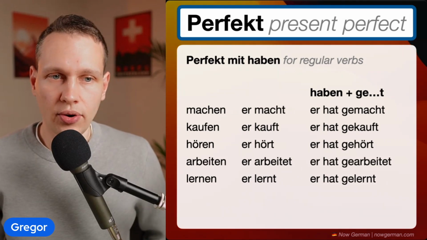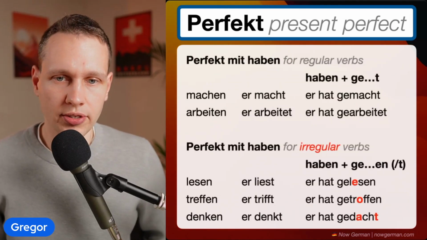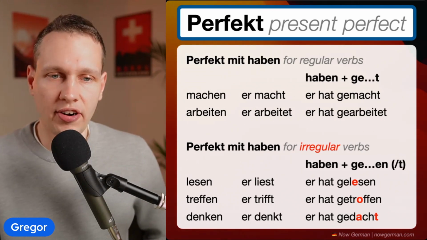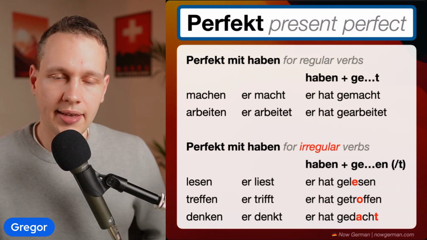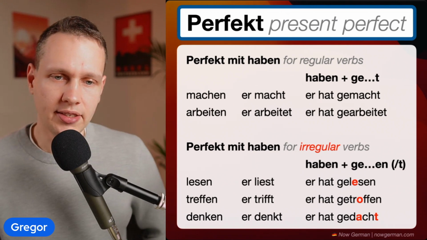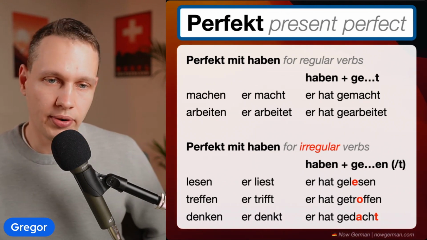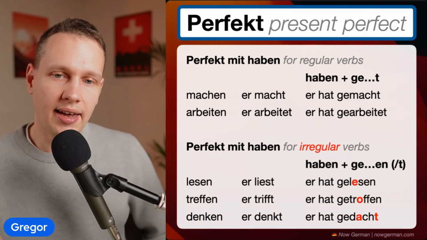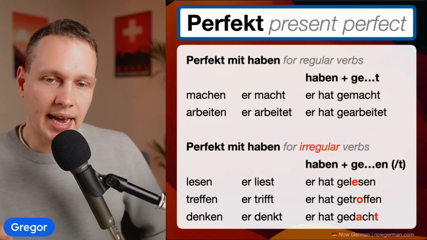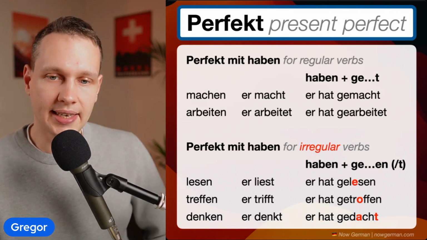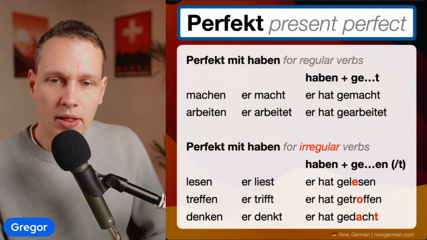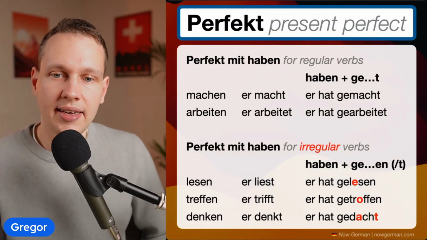All right, but as always, as it is with German, we also have irregular verbs. And these follow somewhat of a different pattern. Let's start with lesen, that's to read. Here you already in the present tense see that the third person singular is irregular. Lesen becomes liest. And now when we want to form the Partizip 2, that actually becomes gelesen. And you see that instead of the T ending, we now have an en ending.